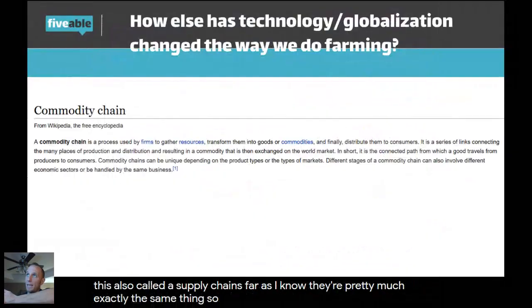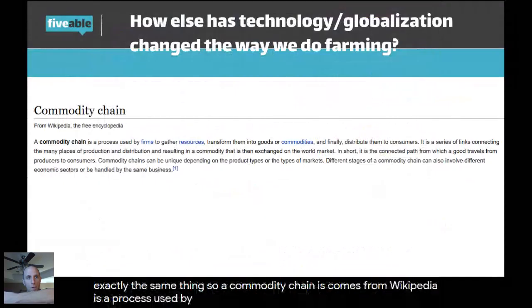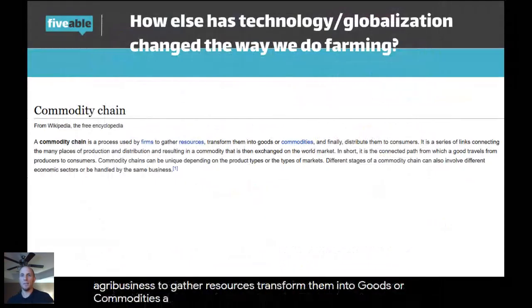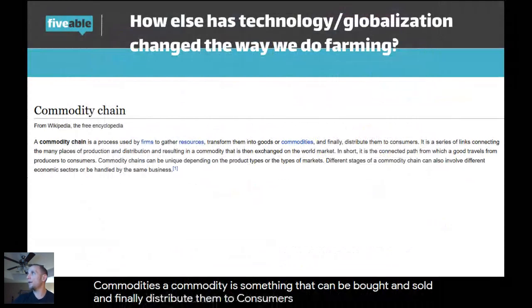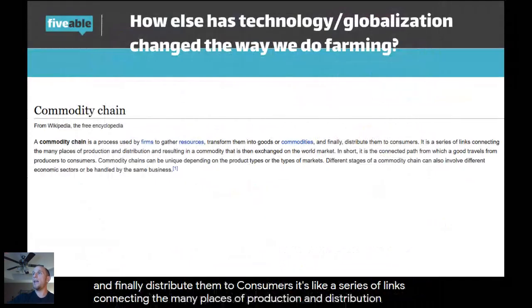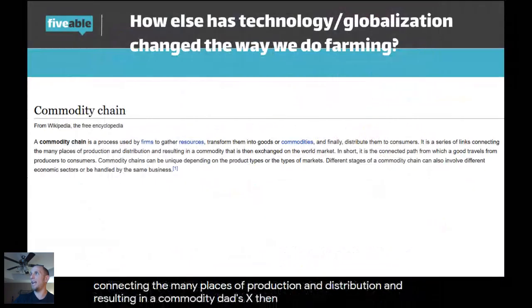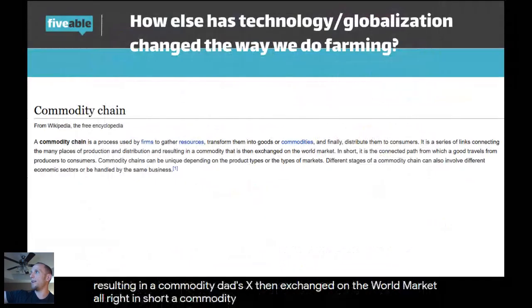So a commodity chain, this comes from Wikipedia, is a process used by firms, so more or less agribusiness, to gather resources, transform them into goods or commodities, and finally distribute them to consumers. A commodity is something that can be bought and sold. It's like a series of links connecting the many places of production and distribution, resulting in a commodity that is then exchanged on the world market. In short, a commodity chain is the connected path along which a good travels from producers to consumers. Let's break it down.